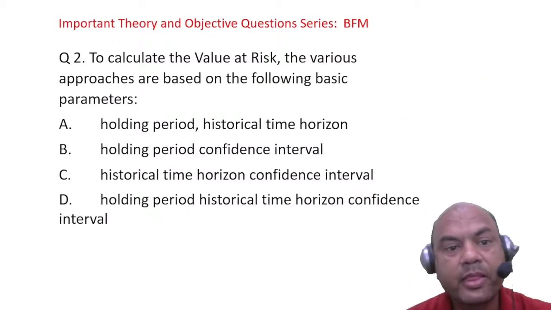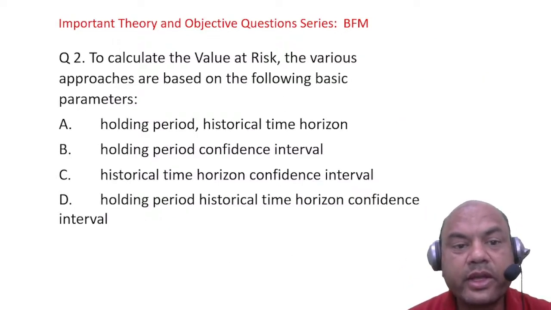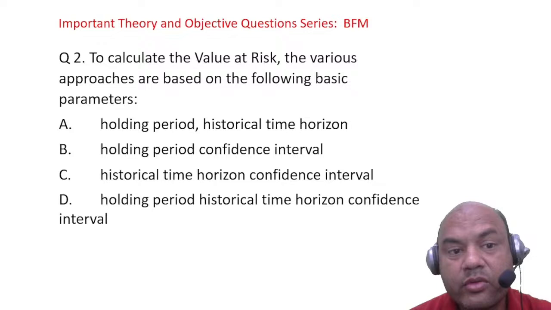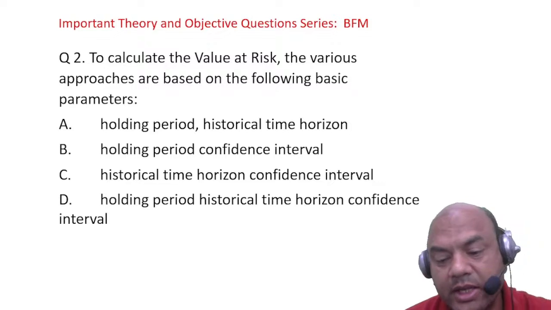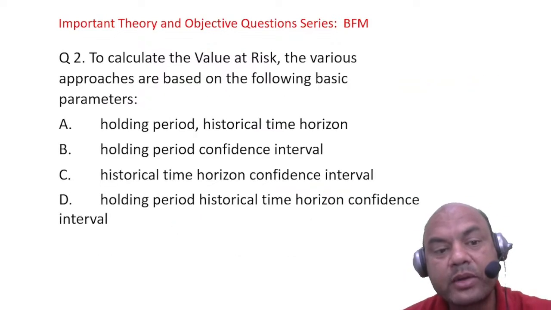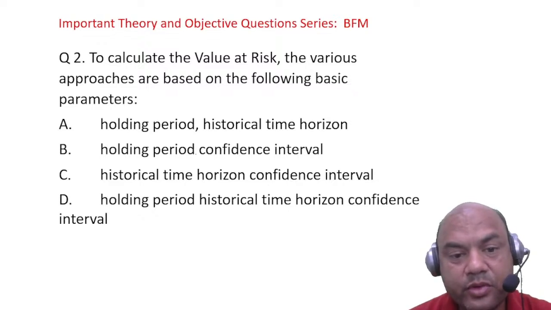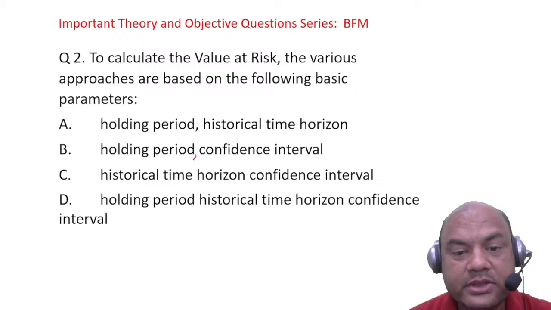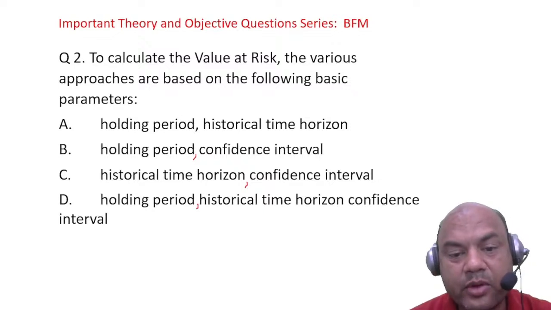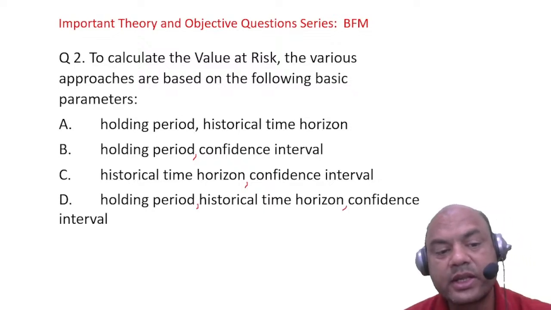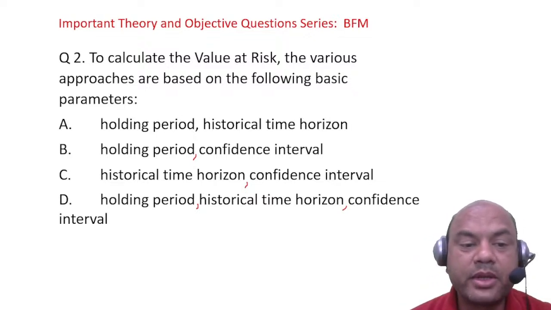To calculate the value at risk, the various approaches are based on the following basic parameters. So the three approaches which we saw over here are based on what parameters? Holding period, historical time horizon, and confidence interval, all the three. So what is the correct option, A, B, C or D?